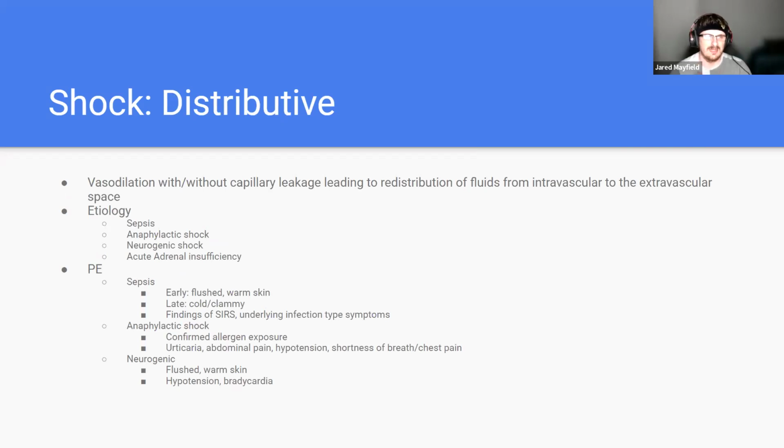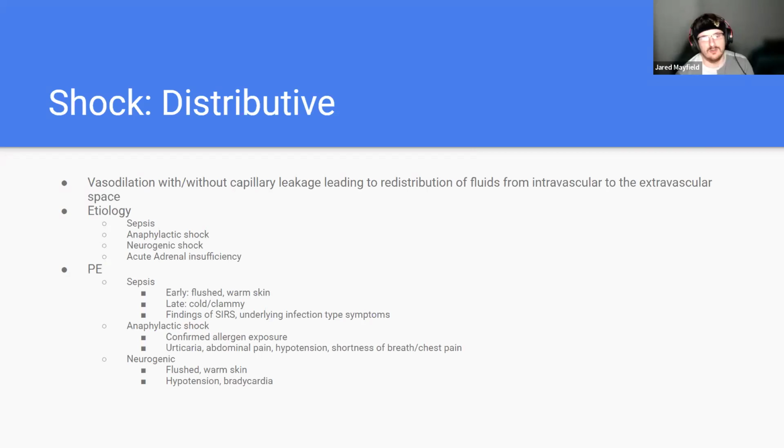Now, the most complicated type of shock to talk about is distributive, because there are multiple subsections of shock within the category. Basically, it's a vasodilation with or without capillary leakage leading to redistribution of fluids from the intravascular space to the extravascular space. And the etiologies here are sepsis or septic shock, anaphylactic shock, neurogenic shock, and acute adrenal insufficiency. And on physical exam for early sepsis, you'll see flushed and warm skin. That's due to the vasodilation. And then late sepsis, you'll see cold and clammy, and it's because peripherally now you have vasoconstriction to keep the major organs perfused. You'll see findings of SIRS and maybe underlying infection symptoms: fever, chills, coughing, that kind of thing.